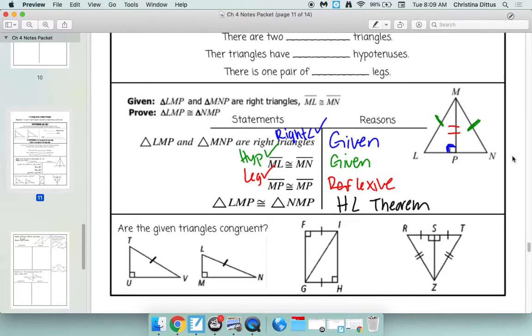Anywho's. Alright, so here, what kind of side do I have on these triangles? Is it a leg or hypotenuse? It's a hypotenuse. Do I have a right angle? Yeah. Do I have a leg? No. So are these two triangles congruent?